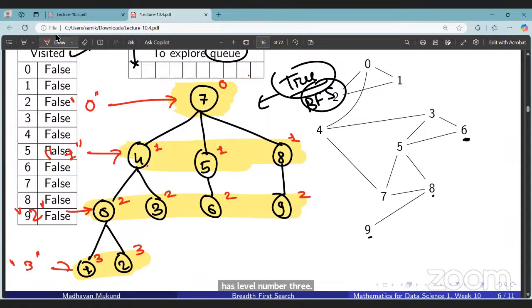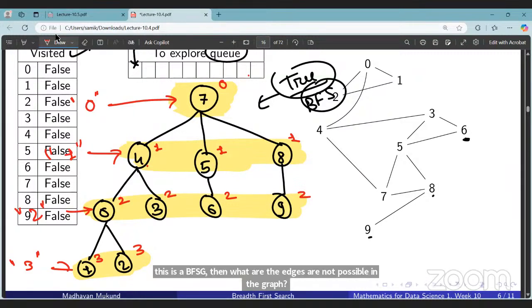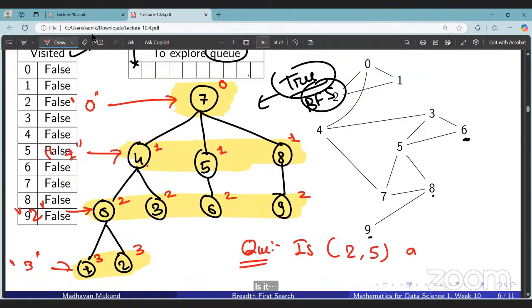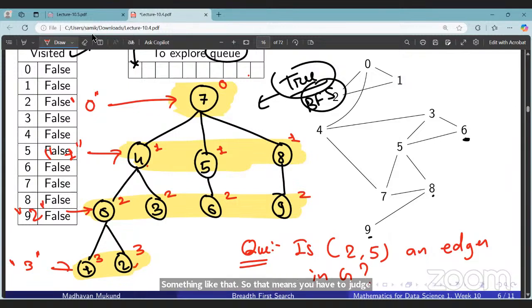Now, there are questions which ask that if this is a BFS tree, then which edges are not possible in the graph. So observe how the BFS tree happens. I'll ask you a question: is 2-5 an edge in our graph G? You have to judge whether such an edge is present. The answer is no.